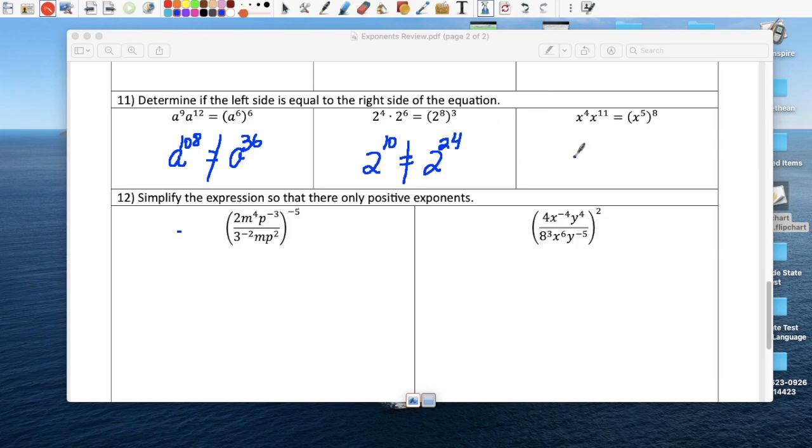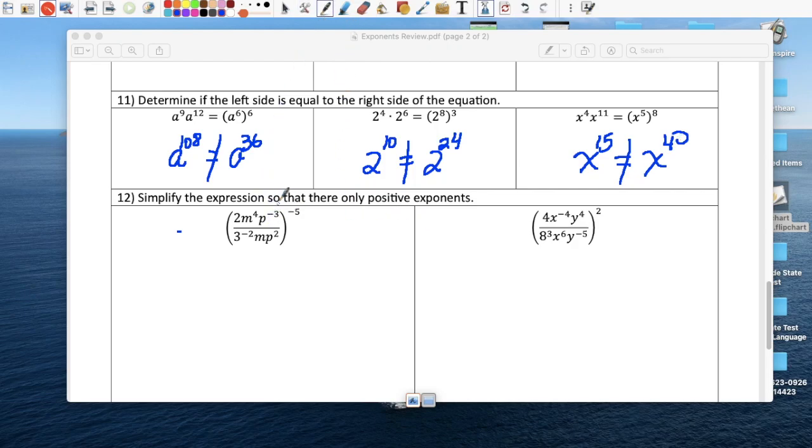Again, x to the 4th times x to the 11, keep the base, add the exponents, we get 15. And then it's a power to a power, so keep the base, multiply the exponents, 5 times 8 is 40. Are they the same? No, they're not. Okay, so just be very careful with that one.